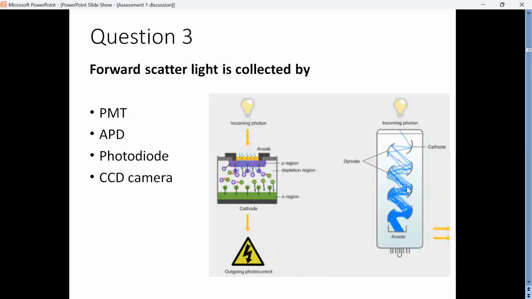So forward scatter light, since it is a high intensity strong signal, is collected by a photodiode. Fluorescence and side scatter light will be collected by a photomultiplier tube and avalanche photodiode, which is APD. The CCD camera, we don't use in conventional flow cytometers. It is used only in imaging flow cytometers. So this is not the answer, and these two are not the answer. The answer is photodiode.